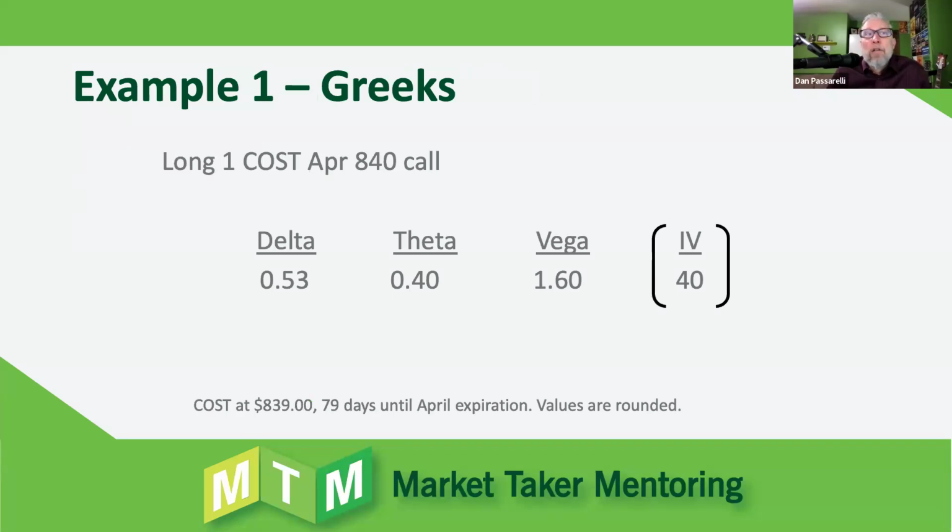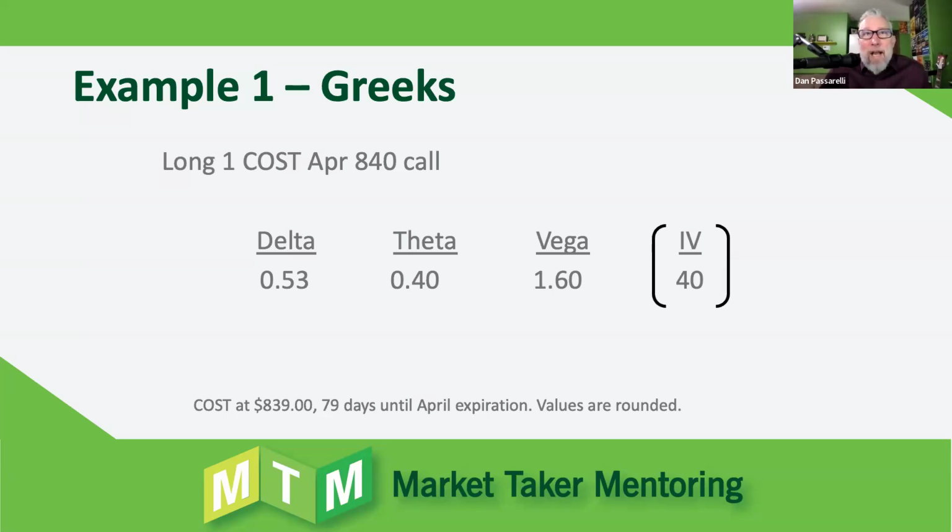So let's say we're long one of these April 40 calls. The delta is 53. The theta is 40 cents. First of all, what does 53 mean? That means the call price moves 53% as much as the underlying price. So if the stock goes up by $1, the call goes up by 53 cents.